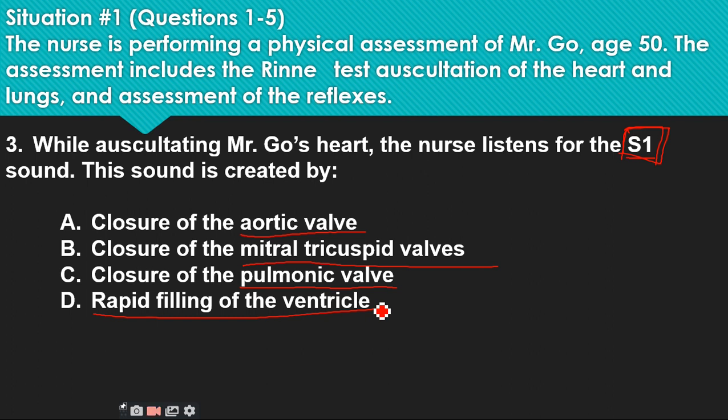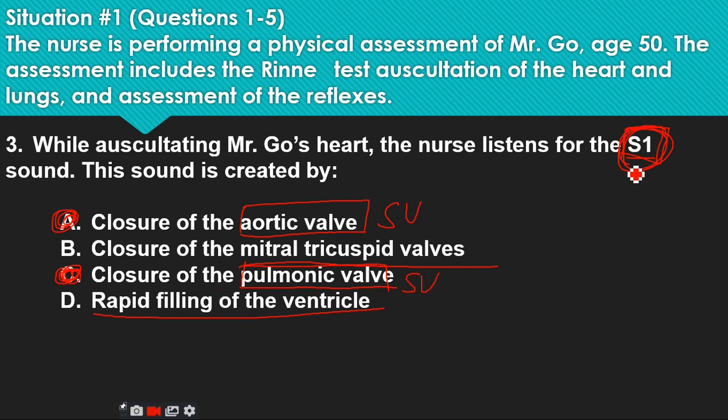Okay, let us dissect the question. The question is actually asking for the sounds of S1. When you talk about S1, that is basically the AV valve closure. But S2 is your semilunar valves, which are the aortic and pulmonic. So we eliminate letter A and letter C because the aortic and pulmonic valves are part of your semilunar valves.